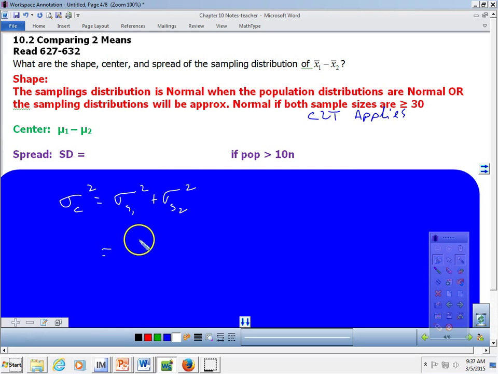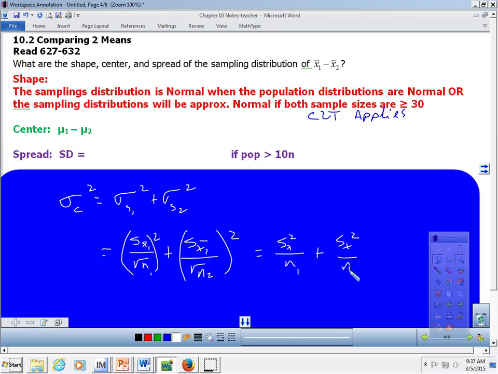And so bear with me with the algebra for just a second, but what that would look like would be standard deviation of the first sample over the square root of the first sample size plus standard deviation of the second sample divided by the square root of the second sample size. But that's standard deviation. So now I got to square these to get to the variance, right? Okay, which looks like standard deviation squared over n, right? Plus standard deviation squared over n. But this is variance. These are the variances that are being added. So now I got to square root all of this.